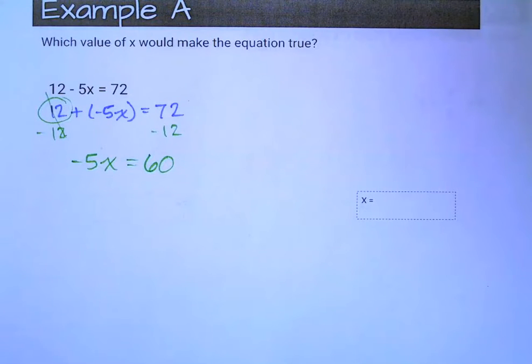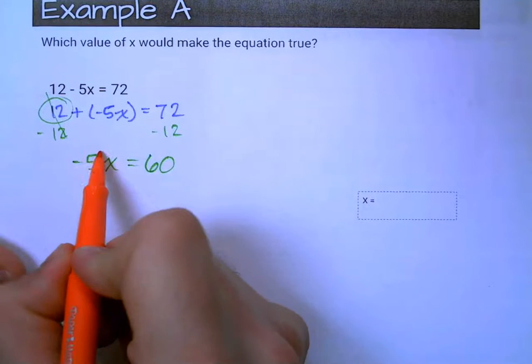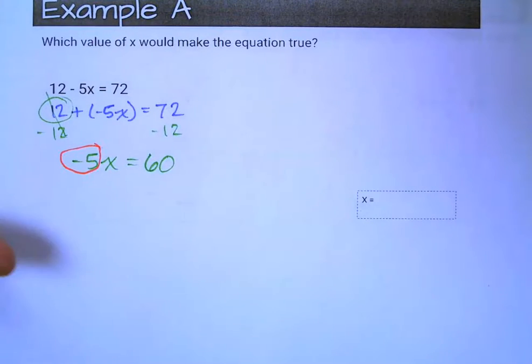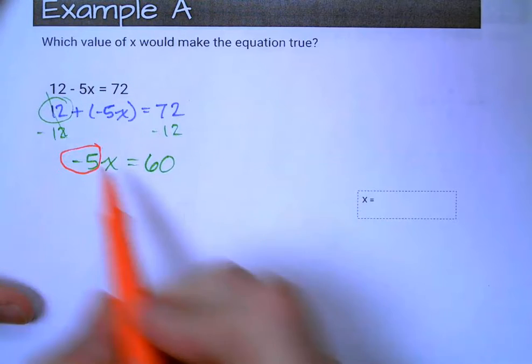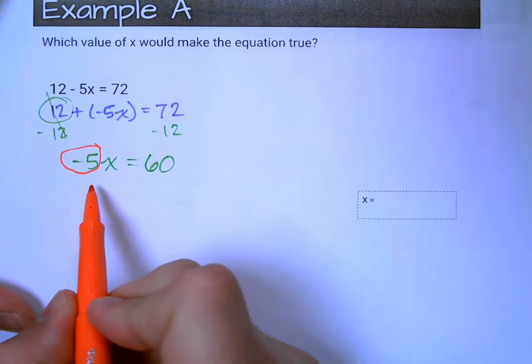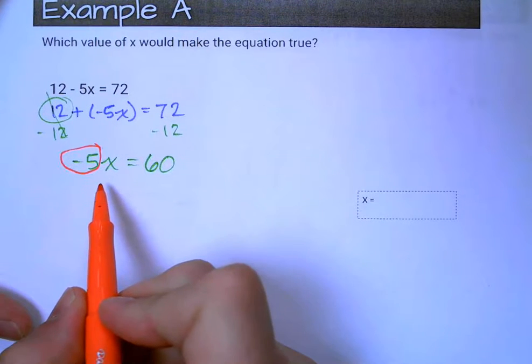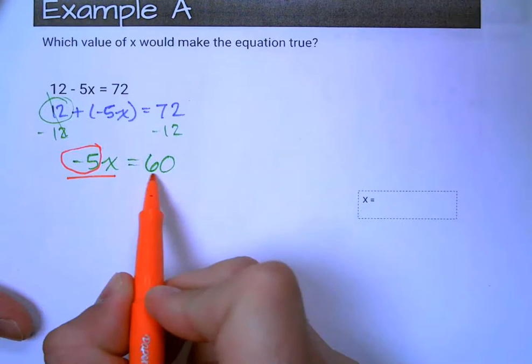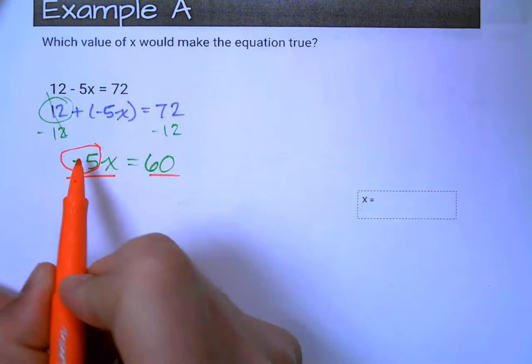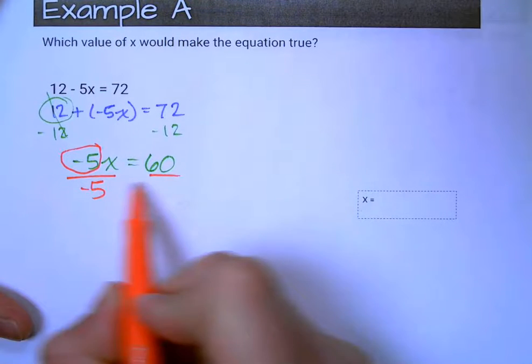All right, I need to get x by itself, but now it is being multiplied by not just 5, but negative 5. That's a mistake that a lot of people make. I need to get rid of negative 5. It's being multiplied, so the inverse of multiplication is division. So I need to divide both sides by negative 5. Don't forget the negative.